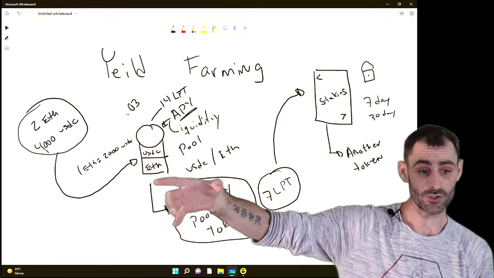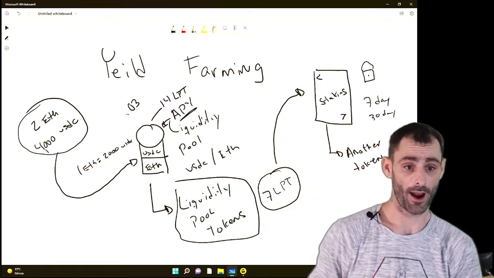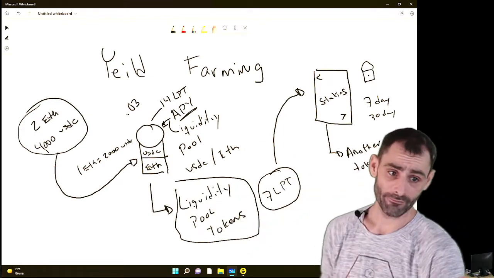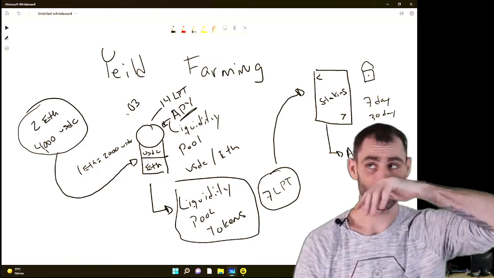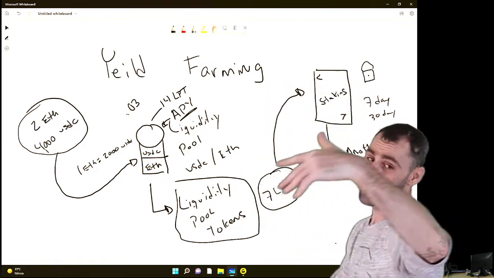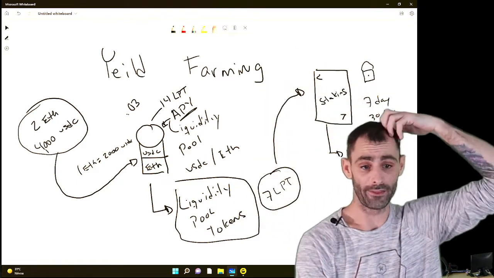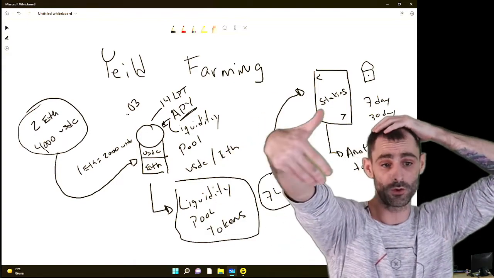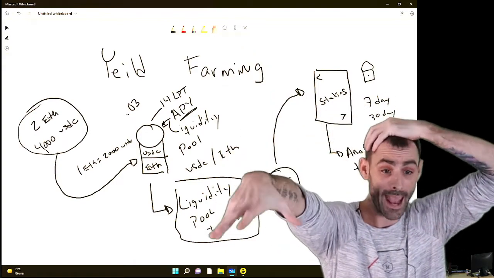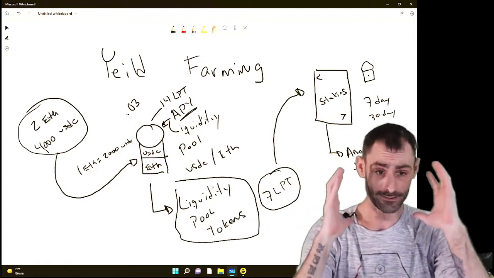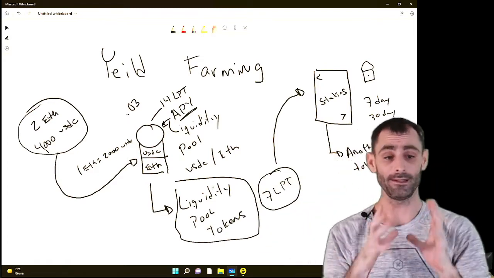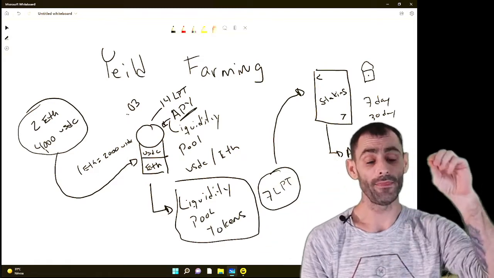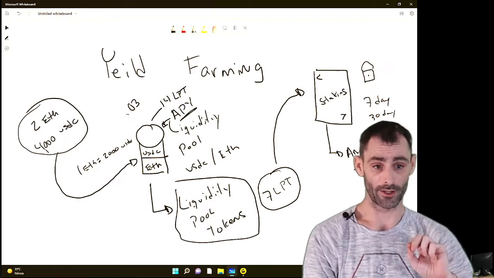So with Uniswap, it's the token Uni. With Aave, it's the token Aave. With Trader Joe's, it's Joe. With SushiSwap, it's sushi. With PancakeSwap, it's cake. This is the token for the decentralized exchange, and that is the actual rewards token.